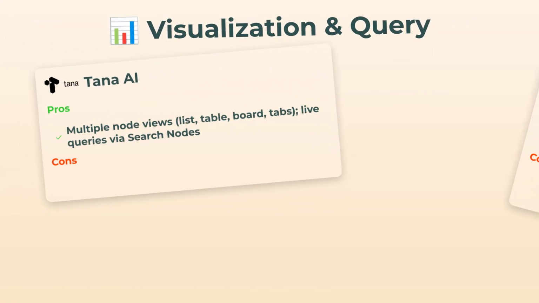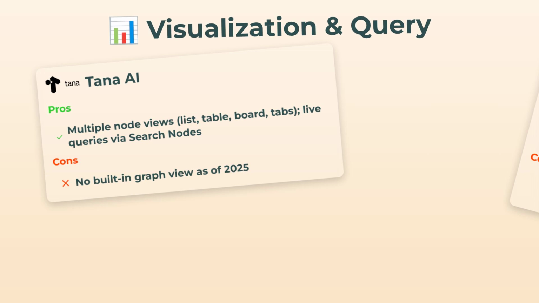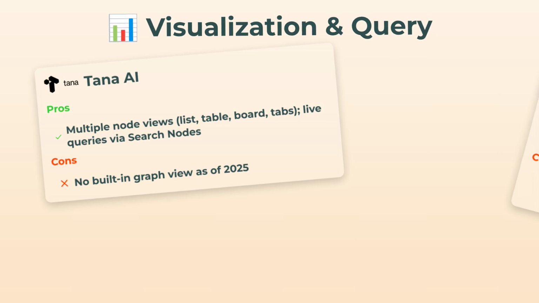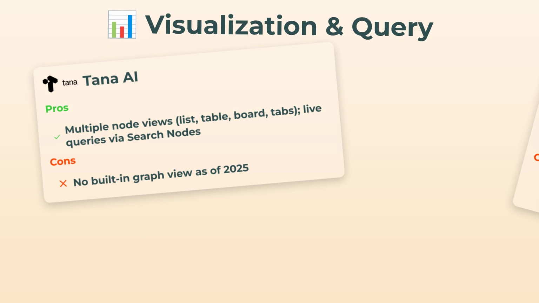Let's move into visualization and query. Tana hands you options, lists, tables, Kanban boards, even tabs for switching workflows. You get live queries thanks to search nodes, which, yeah, is pretty sweet. The catch? There's no built-in graph view yet.